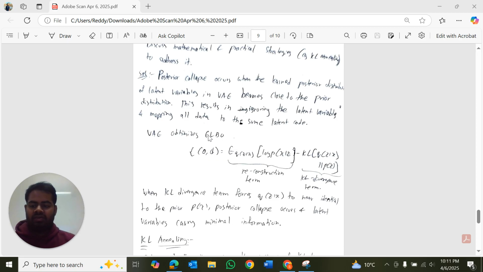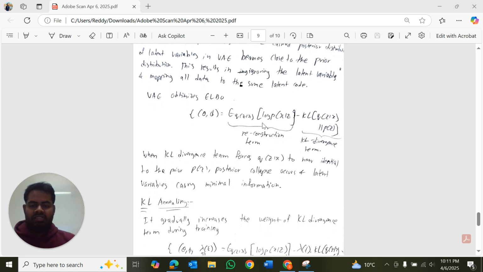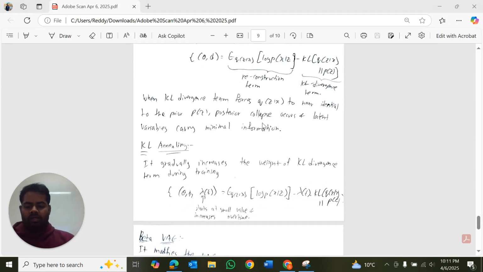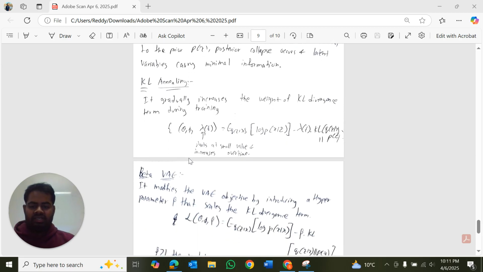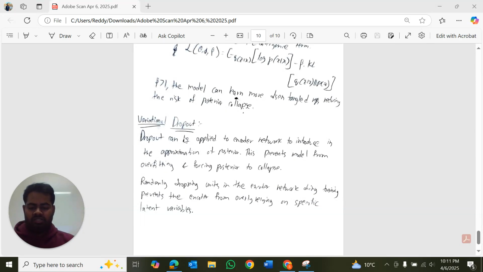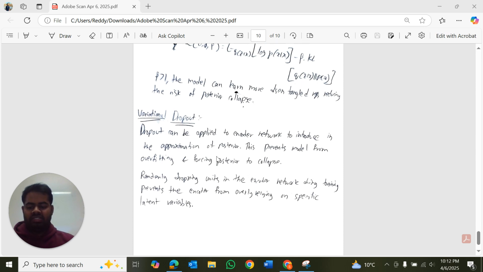And as we discussed, posterior collapse in VAEs occurs when the model's posterior distribution of latent variables collapses to the prior distribution. So to address this, one of the common approaches is KL annealing, which gradually increases the weight of the KL divergence term during training, allowing the model to focus on learning and do the reconstructions as well. And other techniques like variational dropout, which is incorporated into the encoder to promote diversity in latent variable usage, and free bits. Together, these methods help to ensure that the model learns meaningful latent representations and avoids posterior collapse.